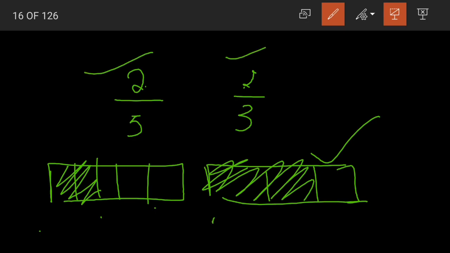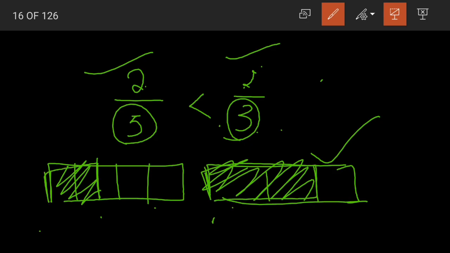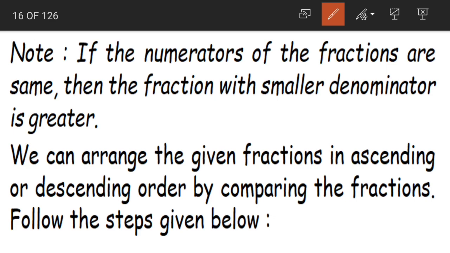See, here the numerators are the same. So when we are comparing the denominators, the fraction with the smaller denominator will be the greater fraction. See, 2 by 3 here is greater in area than our 2 by 5. Understood children? Diagrammatically also it's clear, right? The fraction with the smaller denominator will be our greater fraction. But in case of different numerators and same denominators, the fraction with the greater numerator will be our greater fraction.